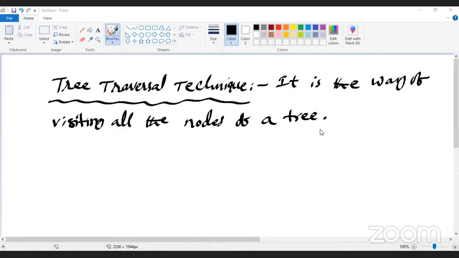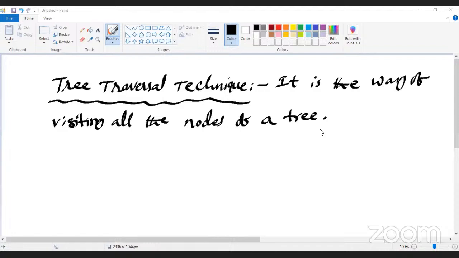You can define it in a different way also: the process of visiting or accessing each node in a tree exactly once. Visit each node only once, without visiting again. The process of visiting each node in a tree exactly once in a particular order is called a tree traversal technique. So what is the need of this tree traversal technique?